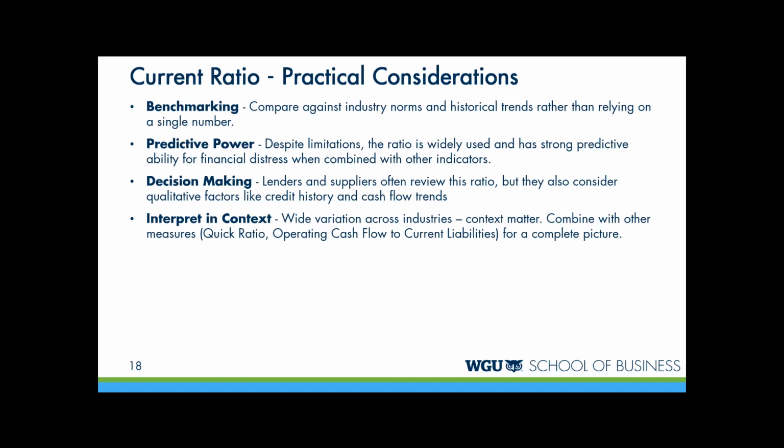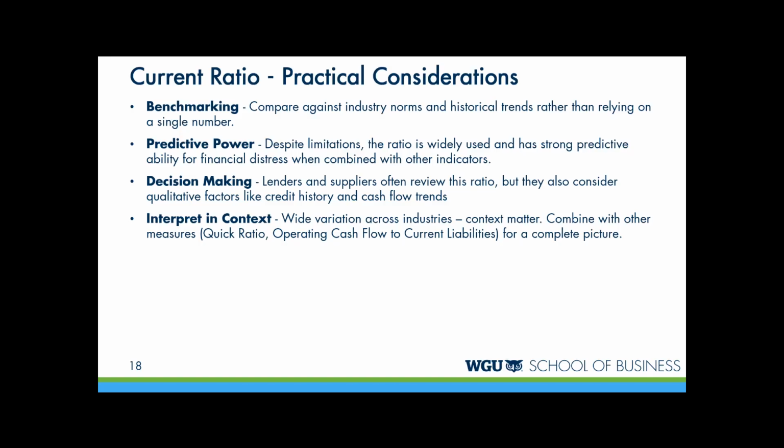And so that's why it is used throughout the financial industry when we combine it with other ratios to use as a leading indicator of financial health or financial distress. Because it does have pretty solid predictive power, it's used in decision making. And again, we use it in conjunction with other ratios, other qualitative factors like credit history and cash flow trends, because remember, the current ratio is a snapshot. It doesn't show you anything moving over time, and it doesn't show us our actual cash flow.